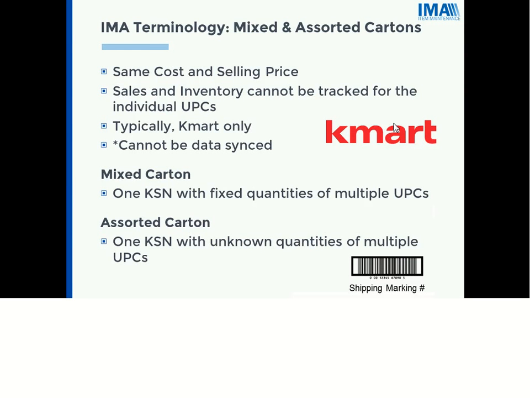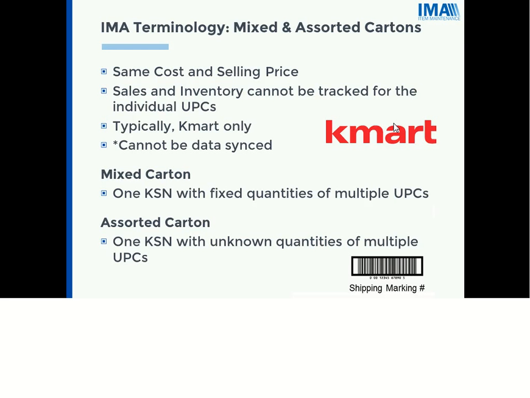So if your buying team has suddenly decided they want you to build mixed or assorted cartons and you have Sears items and you've never done that before, I would definitely question it and confirm if that's what they actually want. They may not realize that they can't do that if it's a Sears JIT or Sears RIM item. So I would definitely question it, and they may have to talk to IMA Help to make sure that they can actually do it.